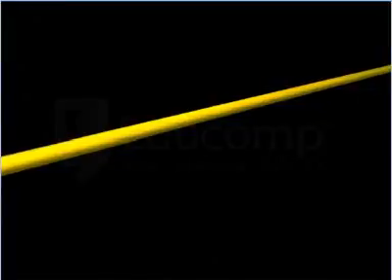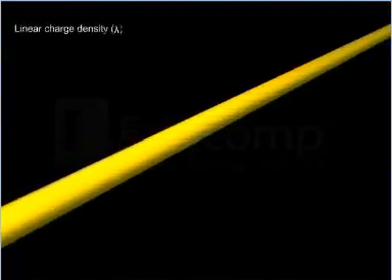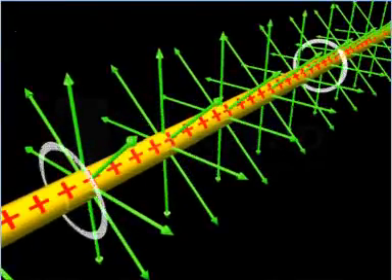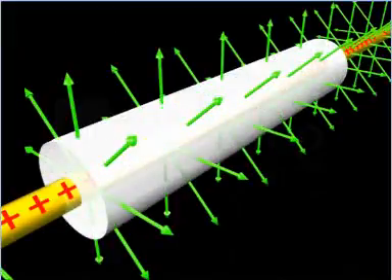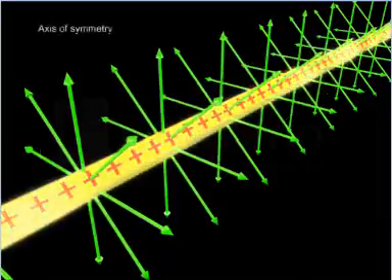To understand this method to find the electric field, consider a thin, straight, infinitely long wire with uniform linear charge density, and then consider a cylindrical Gaussian surface, which is an imaginary symmetrical surface with the wire as the axis of symmetry.